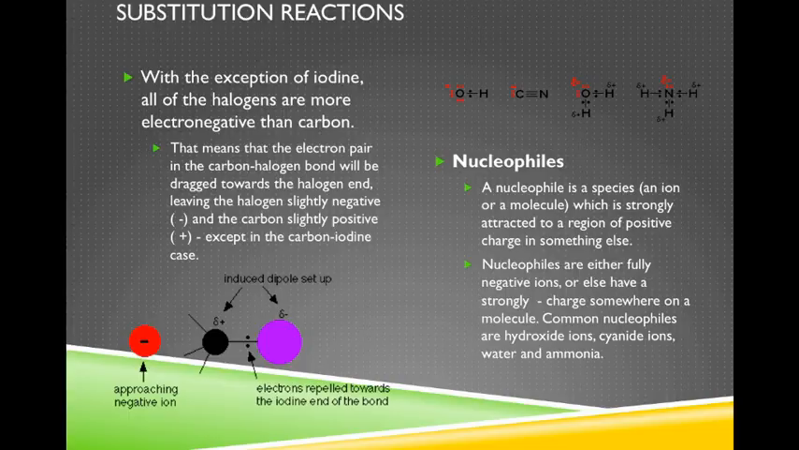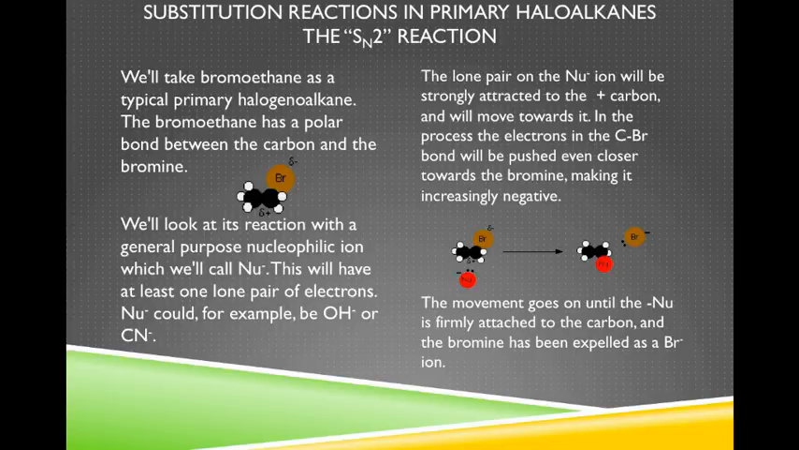So, what happens when a negatively charged ion approaches a molecule of this sort? There are two things that can happen. We will have two types of substitution reactions. When we have a primary haloalkane, we will have a nucleophilic substitution 2 reaction, an SN2. Let's look at bromoethane. Bromoethane is a typical primary haloalkane. Because it has the halogen, and the halogen is more electronegative, the bond between the carbon and the bromine has an induced dipole.